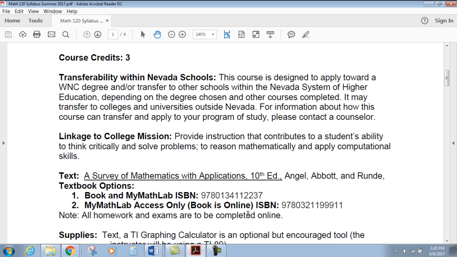So we have 2 options for the textbook. You can purchase the textbook with MyMathLab, and there's the ISBN for that, or you can get just MyMathLab only, and there's the ISBN for that. There is an ebook in MyMathLab, but all the homework and the exams are done in MyMathLab.